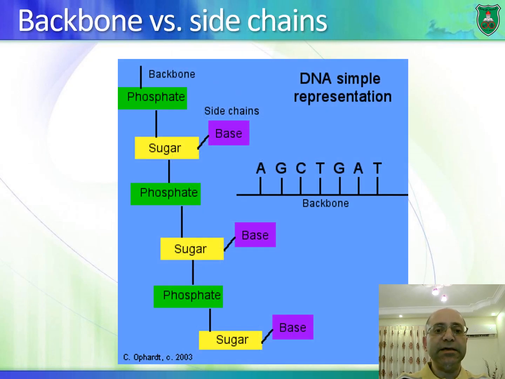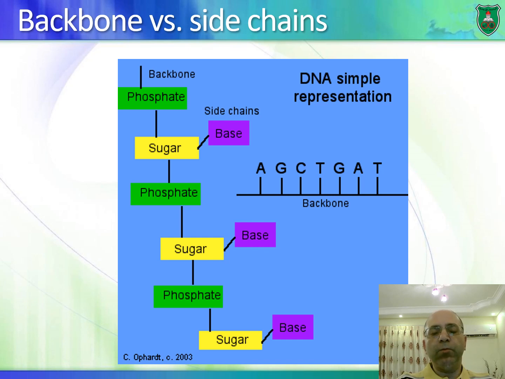Another one is that if you look at the structure, by the way, there is what we call a backbone, and we have side chains. So the backbone basically is the straight line of phosphate, sugar, phosphate, sugar, phosphate, sugar. This is the backbone. Now the side chains are the bases themselves. Okay, they extend almost perpendicular to the backbone.